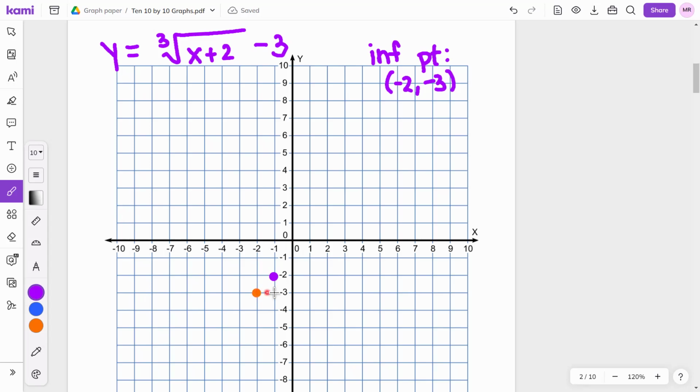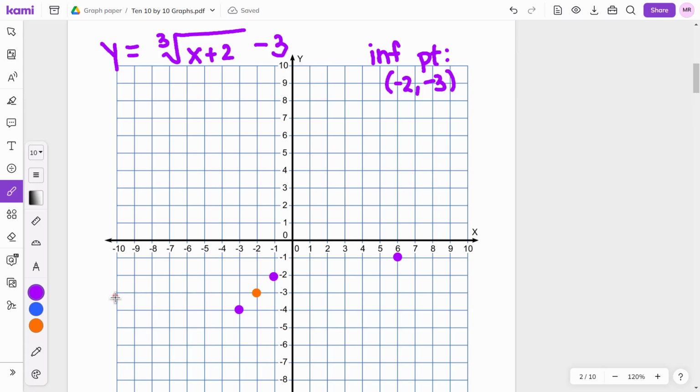So I'm going to go out 8. So that's 2, 4, 6, 8. And the cube root of 8 is 2. Now I'm going to do the same thing from this inflection point going in the negative direction. So the cube root of negative 1 is negative 1. I'm going to go out 8 away to the left. 2, 4, 6, 8.